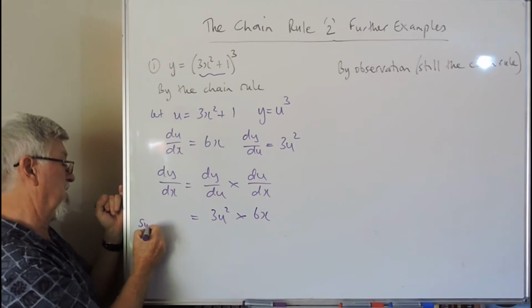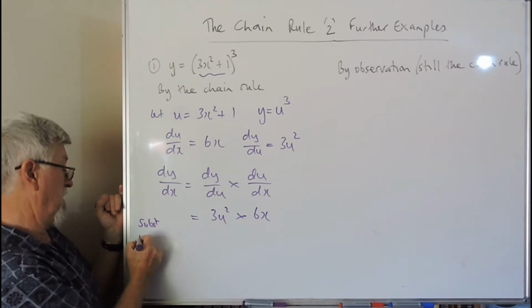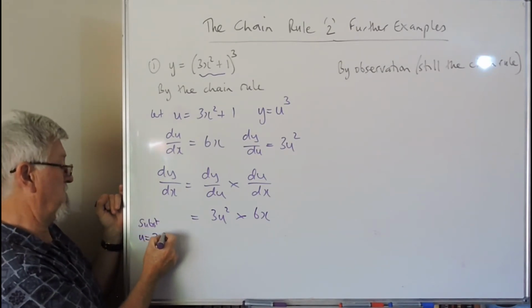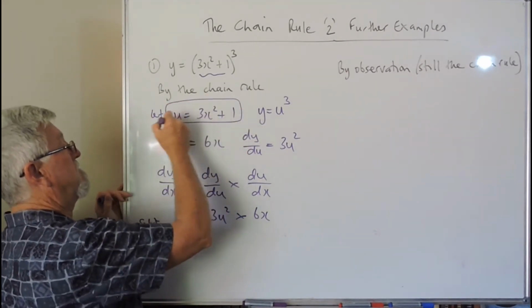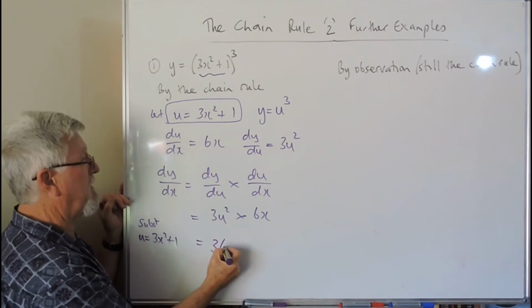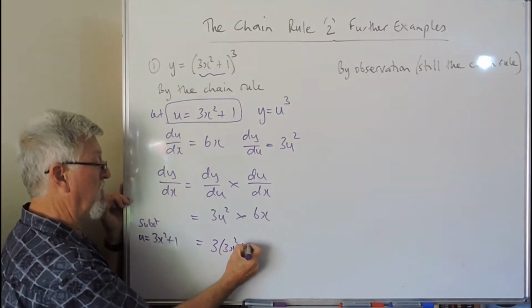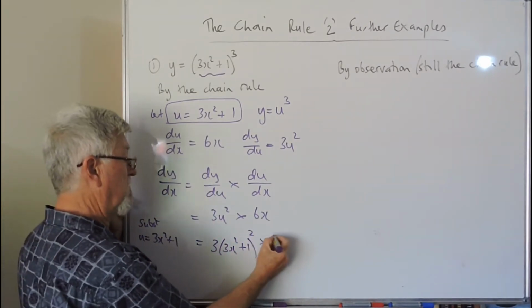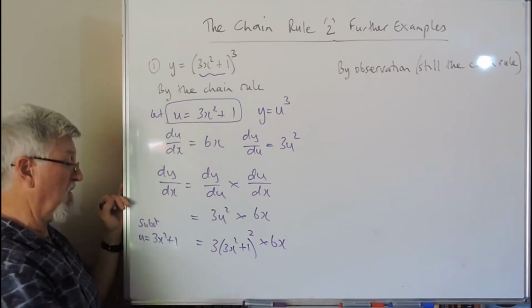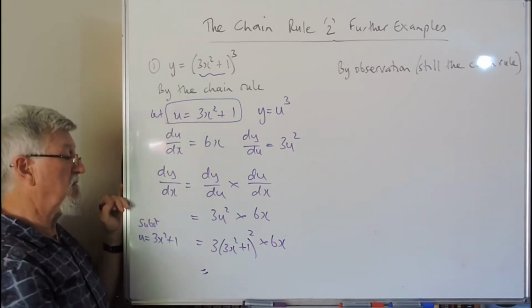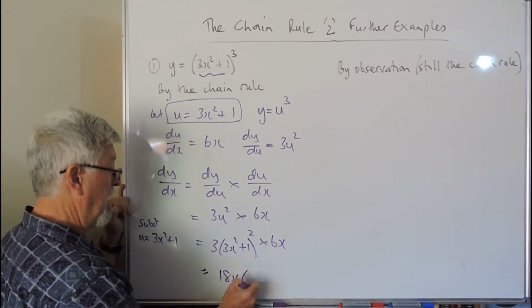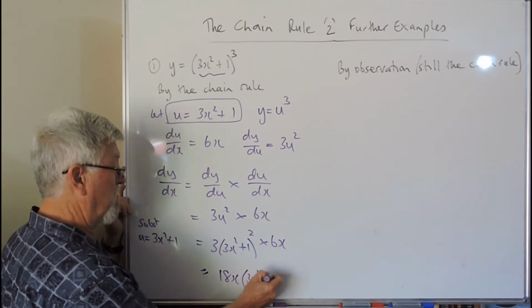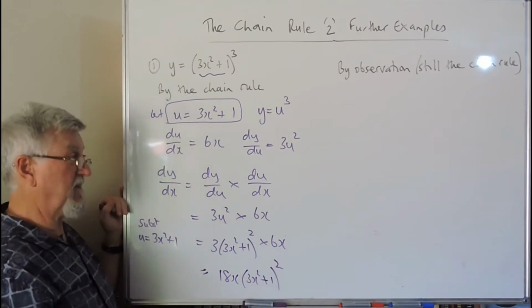Now we're going back to substitute. u equals 3x squared plus 1. Back to where we started from up here. We've got 3 bracket, don't forget the brackets, I say it every time, with a squared, times by 6x, and of course you can simplify that and do all sorts of things with it. The most obvious one is to go 6 3s or 18x outside of 3x squared plus 1 all squared. So that's with the chain rule.